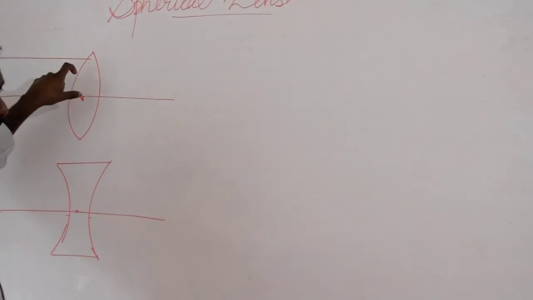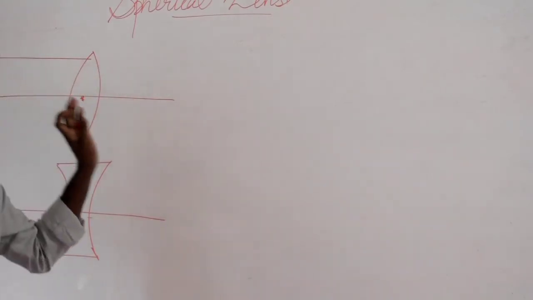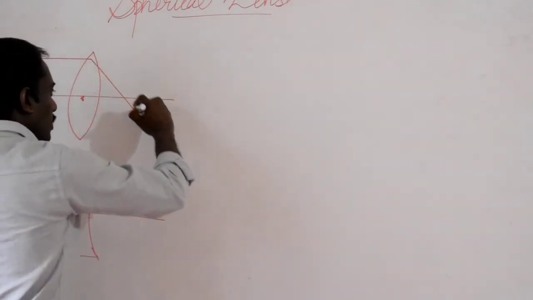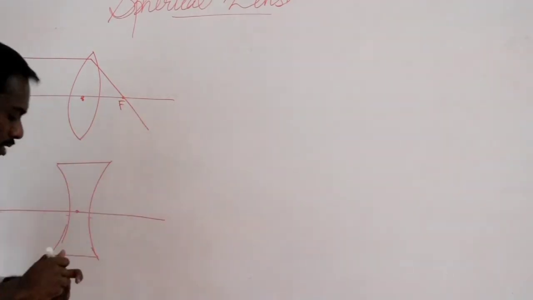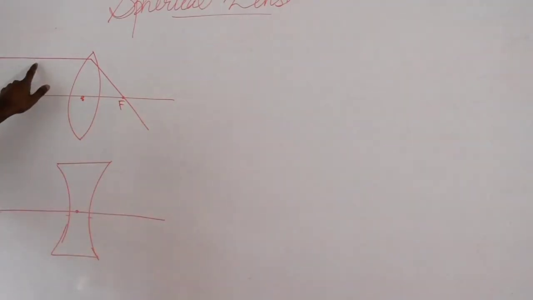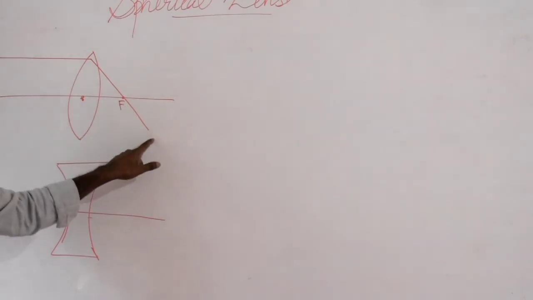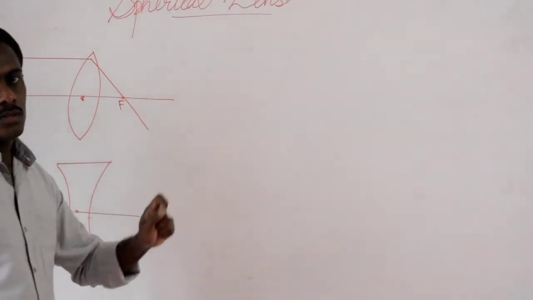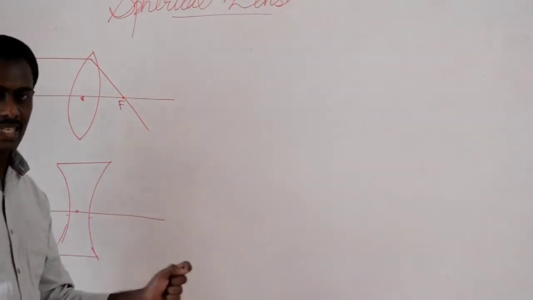When any ray of light passes through a lens parallel to the principal axis, as I already said, it will converge at a point on the principal axis. That point is known as the principal focus. That means an incident ray parallel to the principal axis, after refraction, will pass through the principal focus. That is the first ray we need to consider to track the image formed by a convex lens.